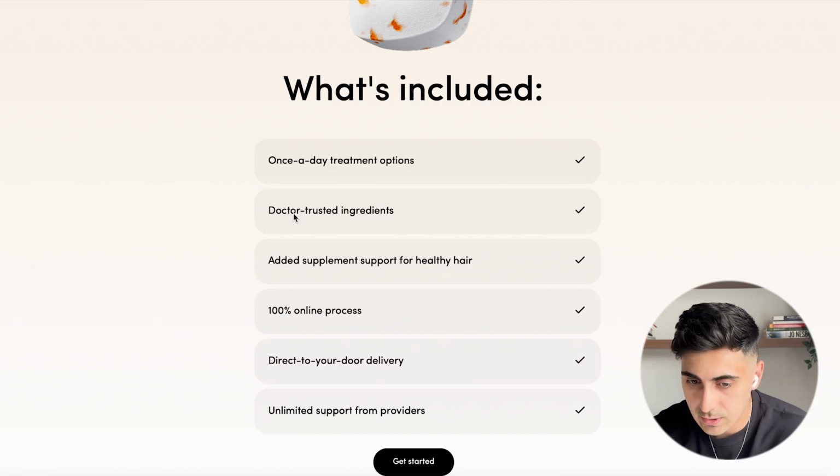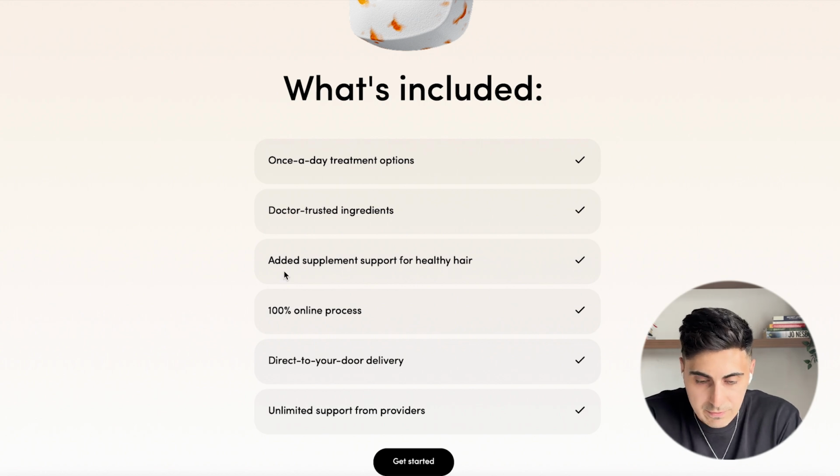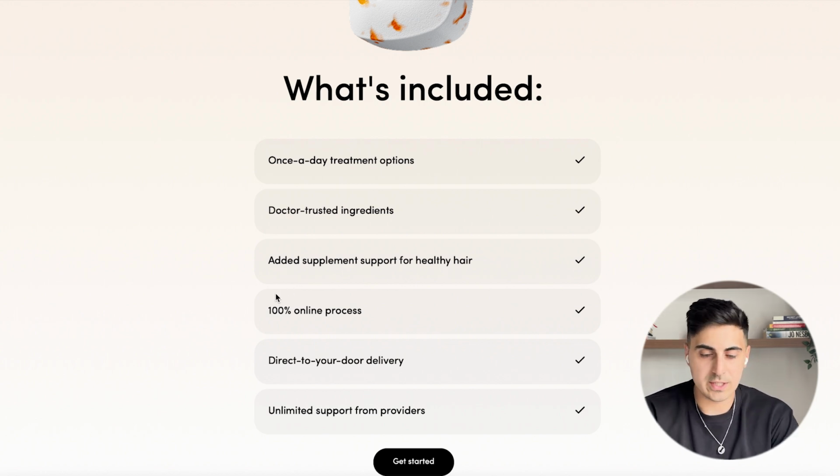Doctor trusted ingredients, again, reducing the anxiety that this is just some rogue supplement on the internet that's being sold. They try to reduce that friction by increasing the online process. You don't have to deal with any middleman. You don't have to call anybody out for call centers. Direct to your door delivery. You get it through the post. No waiting around. No GP appointments. No calling up at 8 a.m. And again, support is there when you need, reinforcing that trust.